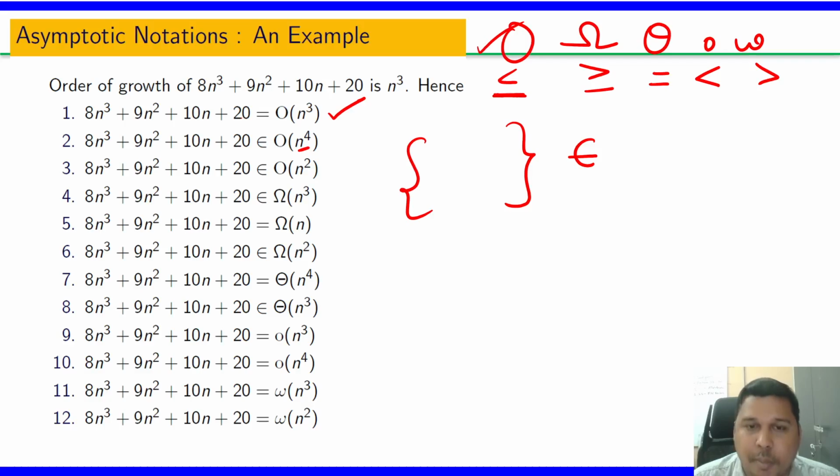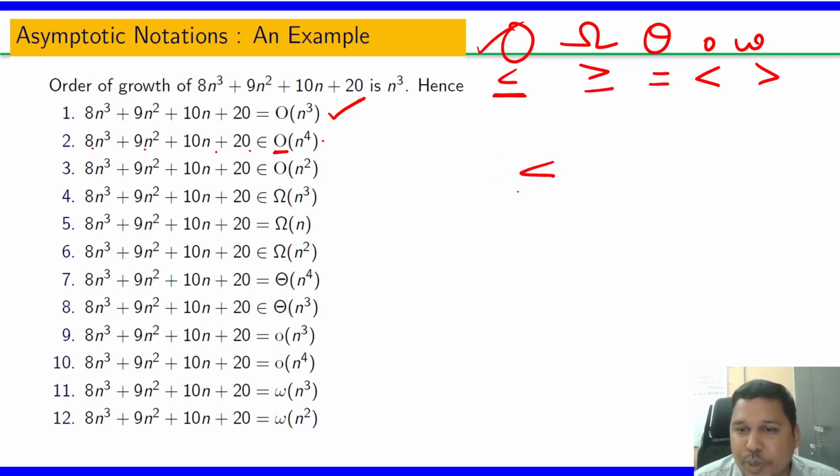Let me go with the problem, then come to this concept of belongs to. The problem is 8n cube, same question, 9 square plus 1. Is this true or false? Can we write like this or not? He has used big O notation. It means it should be less than or equal to. So the order of growth of this function should be less than n power 4.